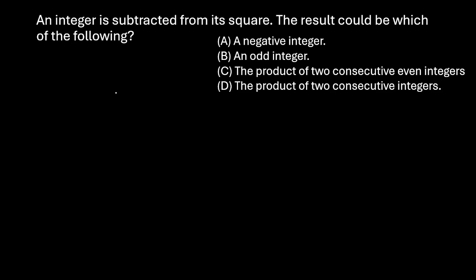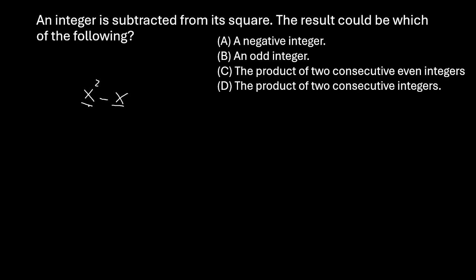So an integer, name it x, is subtracted from its square. Subtracted from x squared. Okay, what do we know? A negative integer. Could it be a negative integer? Well, if x is a negative integer, then x squared would be positive, because negative times negative is positive, so that will be positive. If x is a positive integer, then it would be a positive number minus a positive number.